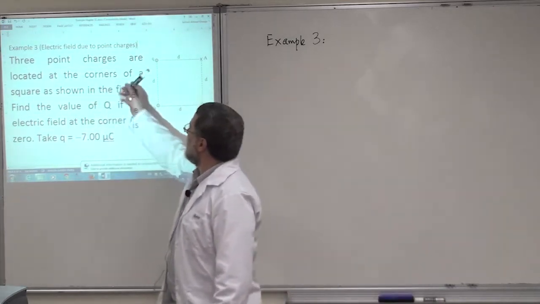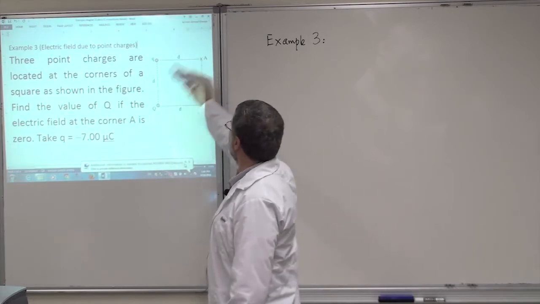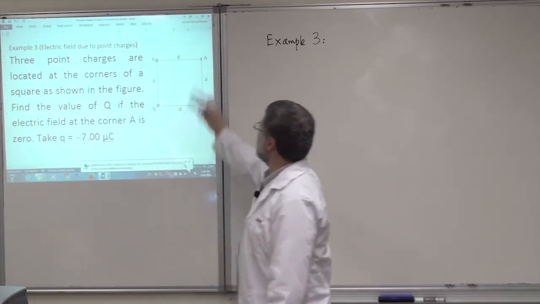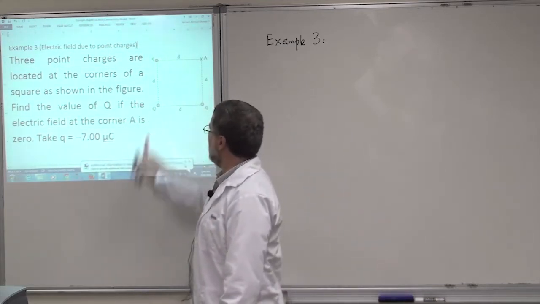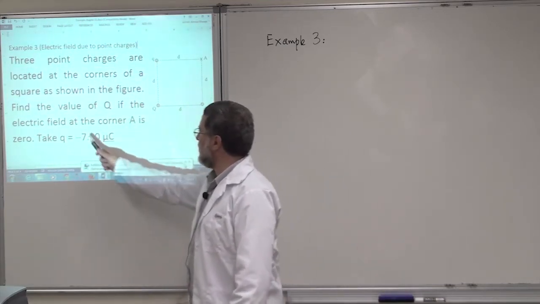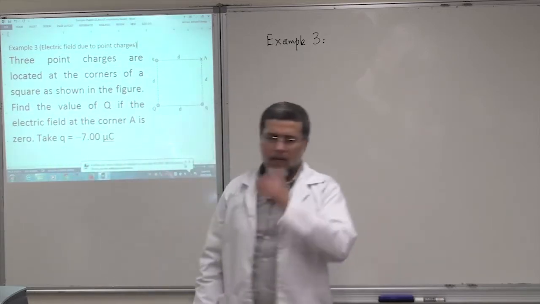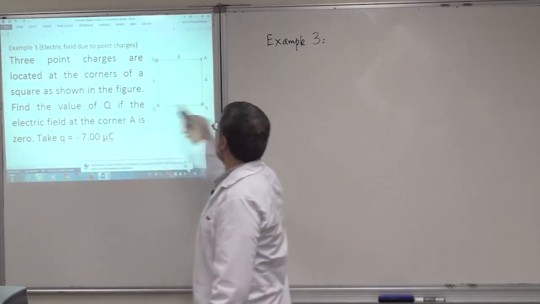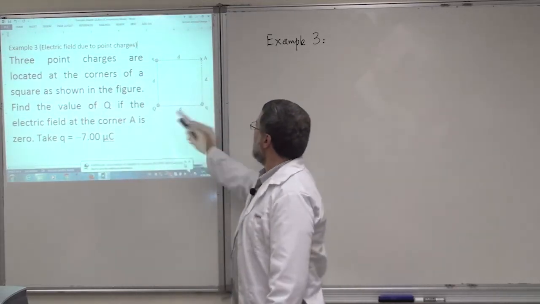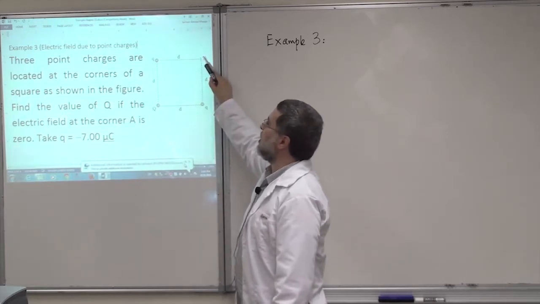So 3 point charges are located at the corners of a square, as shown in the figure here. This is D, D, D, and D, so this is a square, a two-dimensional problem. Find the value of Q again, if the electric field at the corner A is 0. He gave you the value of Q, which is negative, 7 microcoulomb. All the charges are negative. These two charges are negative, and he's asking for the charge Q here, which makes the electric field here equal to 0.